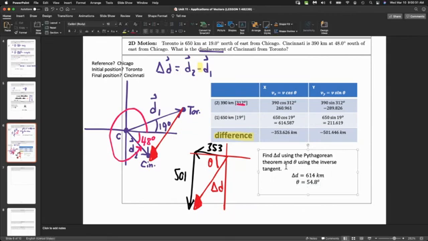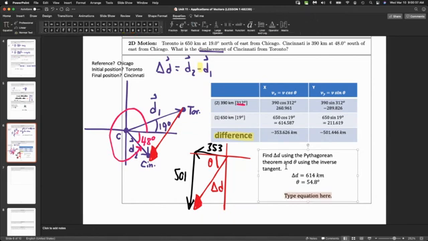I'm confident with these numbers because I did these this morning and I checked them against my computer. I have a computer program that I use to check my work, and it was right there as well. So the final answer is this: delta D from Toronto to Cincinnati is going to be 614 kilometers, and it's 54.8 degrees south of west.